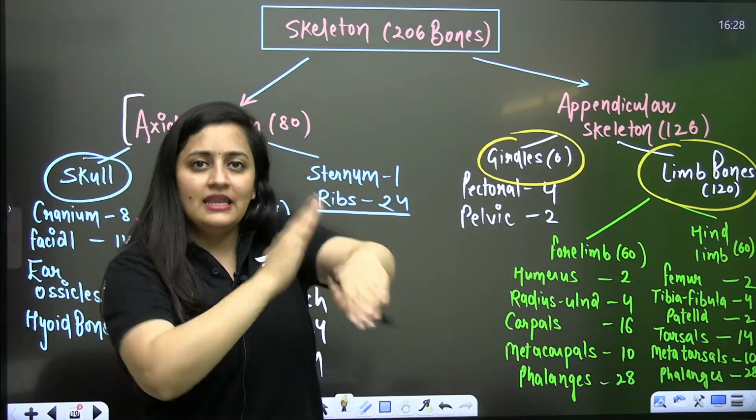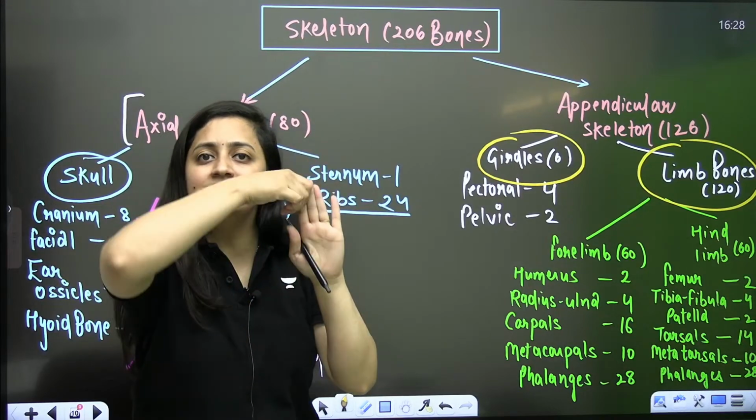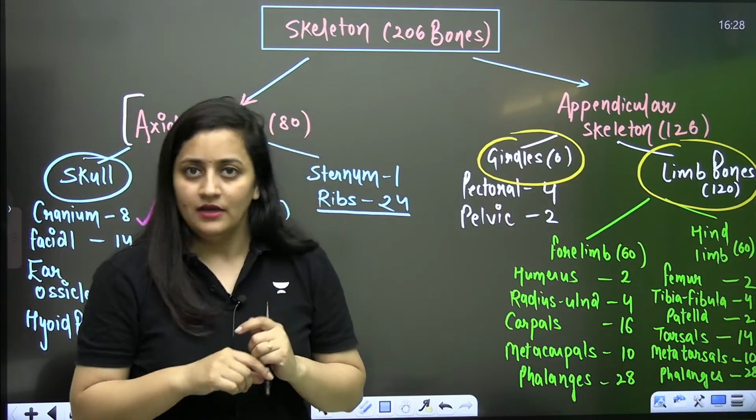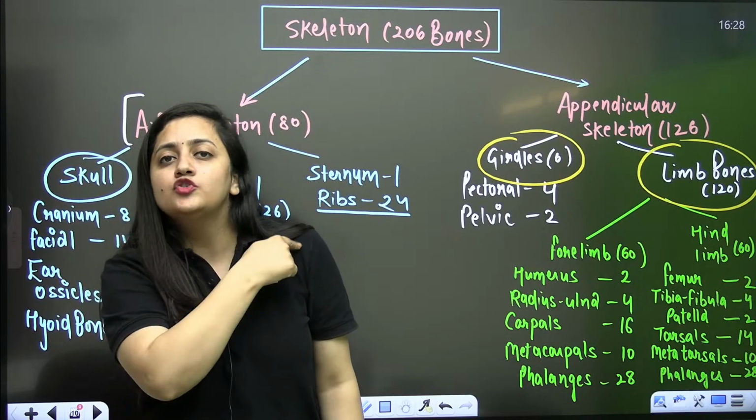Let's repeat it once. Humerus, radius ulna, carpals, metacarpals, phalanges. Okay. And here we have the shoulder girdle.